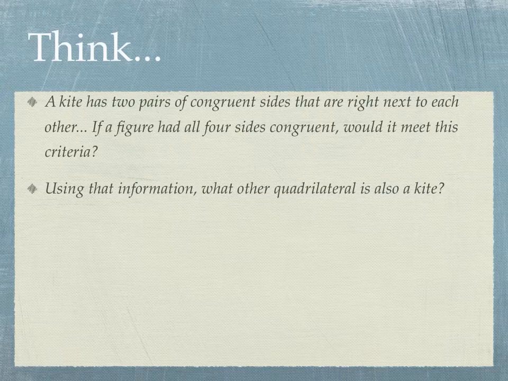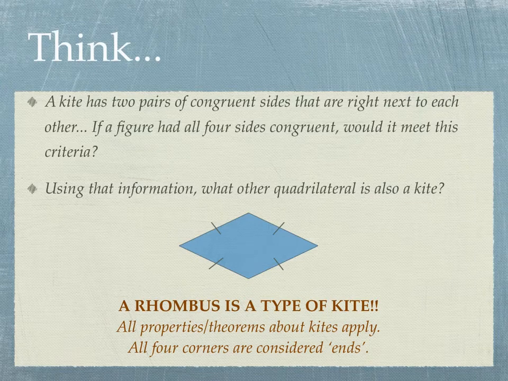What do we call that if all four sides are congruent? A rhombus. Square is too specific. A square is a type of rhombus, and a rhombus is a type of kite. That means everything we just learned about kites also works in rhombuses, except better. It works more in rhombuses, and I'll show you what I mean in a minute. And a square is a type of rhombus, so everything we're talking about is also true in a square.